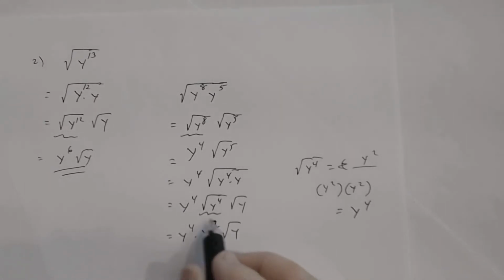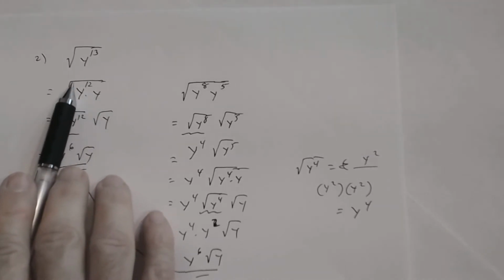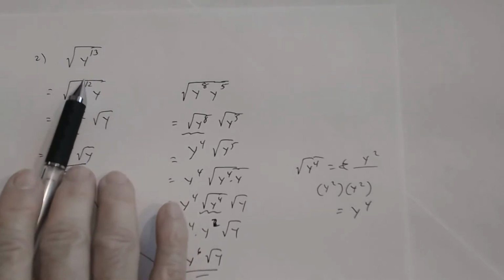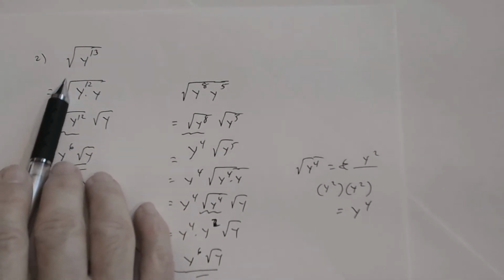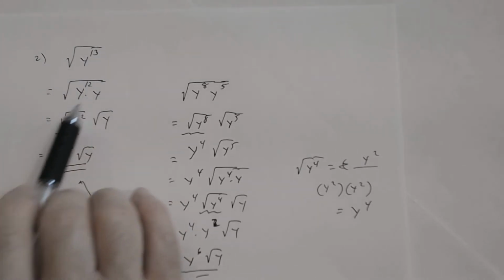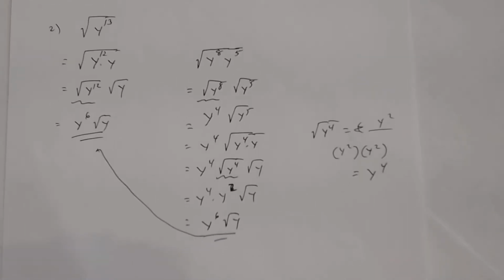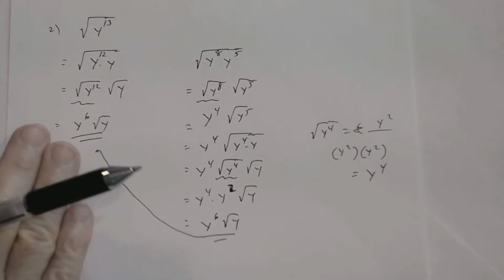And then you got to deal with this now. When you multiply like bases, you add exponents, so 4 plus 2 is 6. So I get y to the 6th times the square root of y. So notice you get the same thing. But what's easier? It is so much easier if you use the largest even number, because the index is 2, the largest even number that's less than 13, which is 12. See how much easier it is? Okay? All right, so from this point forward, we're going to use the largest.